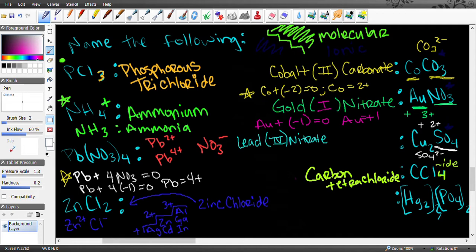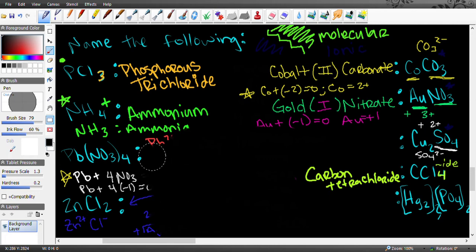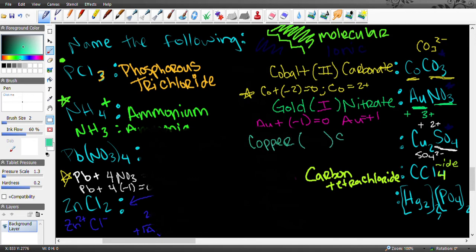So, with that being said, let's use a little math trick. Let me actually clear some space. Okay. So we know it's going to be copper something sulfate. So just by looking, do you guys think it's going to be copper 1 or copper 2? Let's do the math and find out.